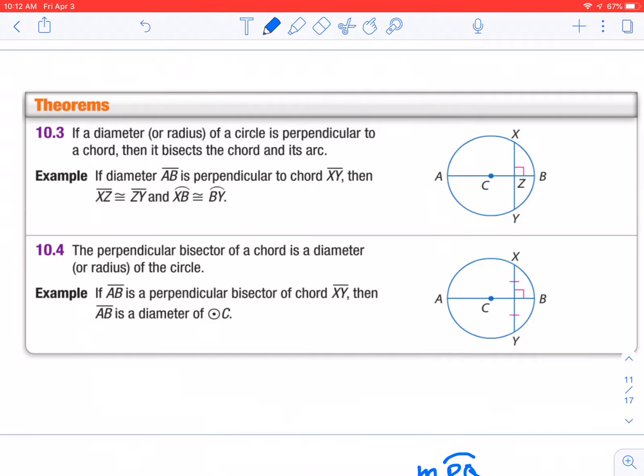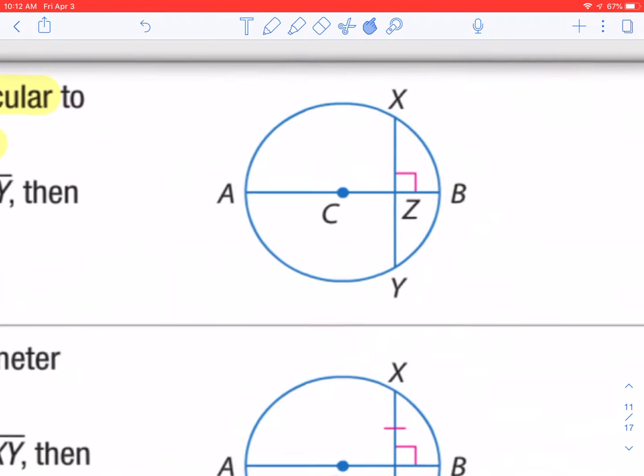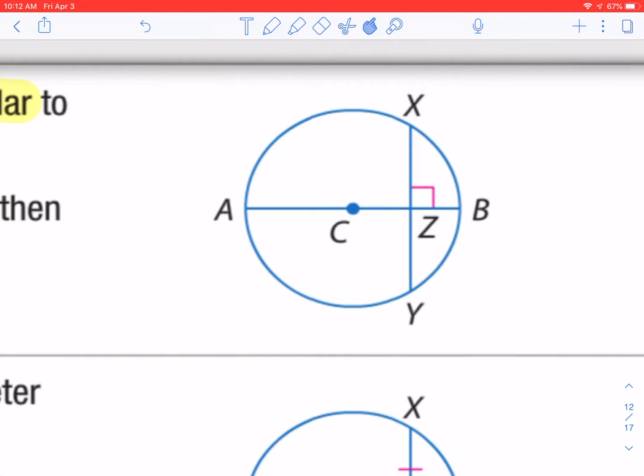If a diameter of a circle is perpendicular, so I'm reading this right here, to a chord, then it bisects the chord and its arc. So if I zoom in here, what we can do is we can mark those two congruent, and there we go. And then we have our right angle there.